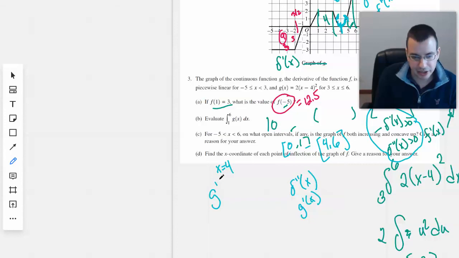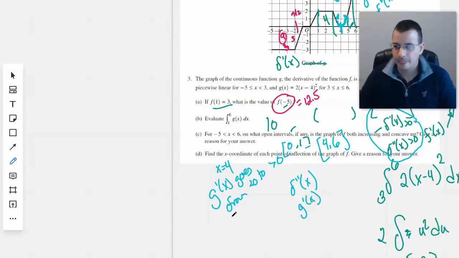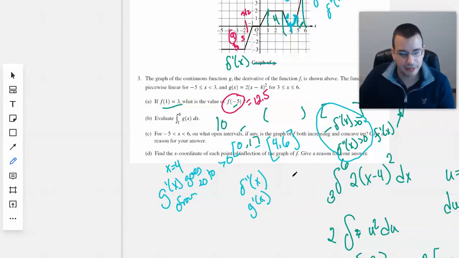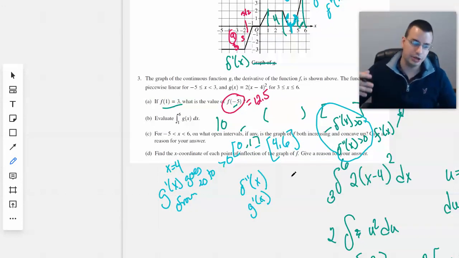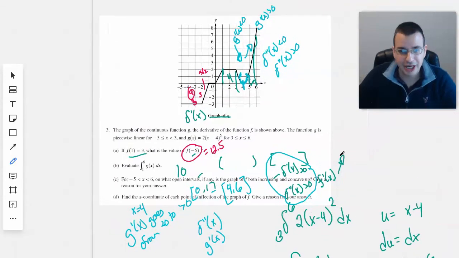g prime of x goes from less than 0 to greater than 0. And then I wouldn't say too much, that gets the idea across. And then you could be like, well, and then it goes from f prime, good enough. Okay, so this is the idea of finding area between curves.